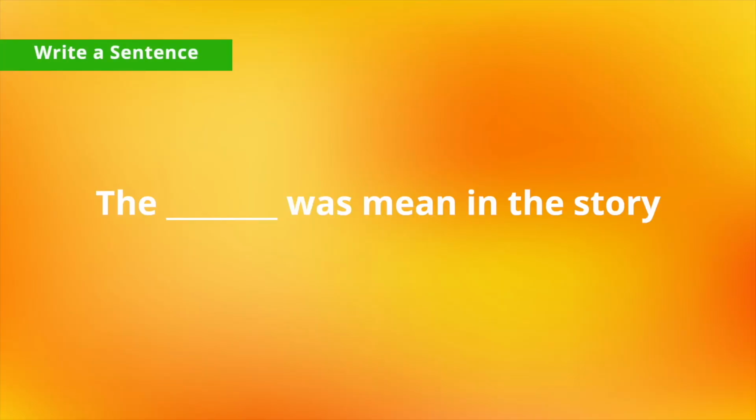Now, go grab your pencils and crayons because we're about to write a few sentences about our characters and their character traits. Take a look at this first sentence. The blank was mean in the story. Think about the character in our story that was mean. Who had a mean character trait? Was it lion or mouse? I want you to put their name in the blank. The blank was mean in the story. Lion or mouse?